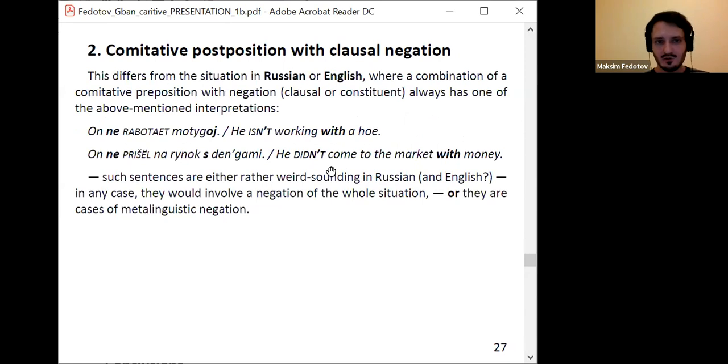As I said, this differs from the situation in Russian or English. In Russian and English, such a combination of comitative preposition with any negation, clausal or constituent, always has some of these properties that I mentioned: either negating the whole situation, or metalinguistic negation, or narrow focus negation. So "он не работает мотыгой", or "он не пришел на рынок с деньгами", he isn't working with a hoe, he didn't come to the market with money, are either strange, weird sounding, or they would involve the negation of the whole situation, so he didn't come at all, or he isn't working at all, or they would be cases of metalinguistic negation in Russian and English. Like when we argue, for example, with somebody: he came to the market with money. No, he didn't come to the market with money.